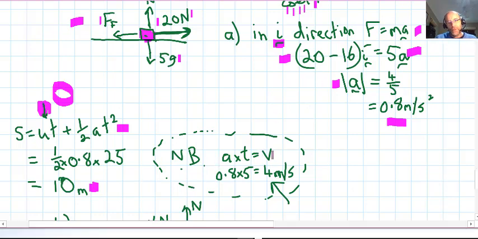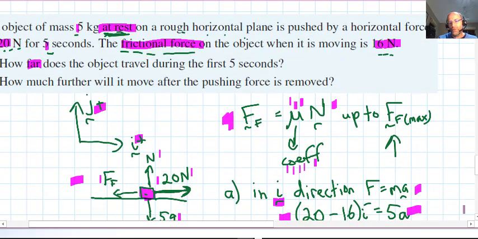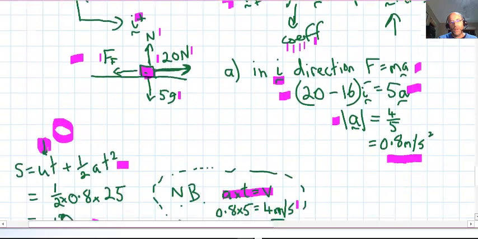Now, helping us for part B, I've just done a preliminary calculation. Velocity is acceleration times time when we have a constant acceleration situation. We know that's 0.8 times the 5 seconds. So after 5 seconds, it will have accelerated to 4 meters per second, and we need that for part B. Just remember, part B says how much further will it travel once you remove that force.